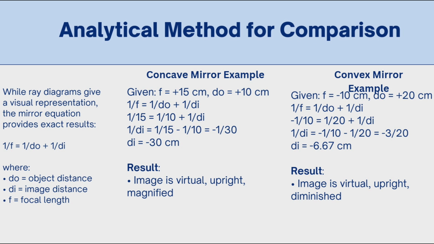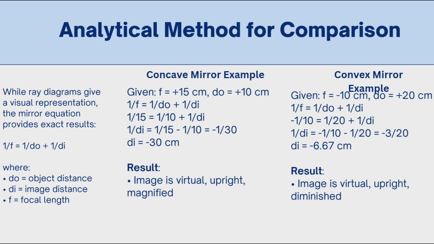Substitute the values, which is negative open parenthesis negative 30 over 10, which is equal to positive 3. The positive magnification means the image is upright, and since 3 is greater than 1, the image is magnified. So if we hold a makeup mirror, which is a concave mirror, close to our eyes, we see a magnified, upright, and virtual image.